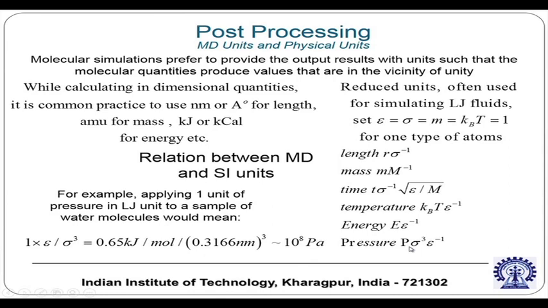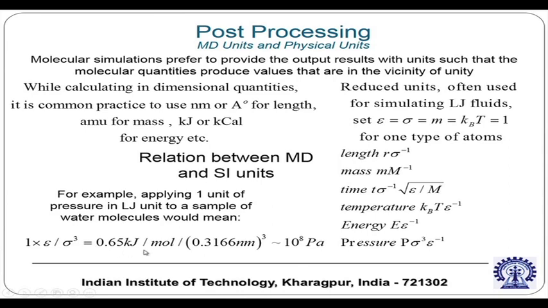So similarly the time, temperature, energy. I will give you one example of pressure, like the pressure is P into sigma cube epsilon to the power minus 1. So 1 unit of pressure has to be multiplied with epsilon by sigma cube to convert to the corresponding physical unit of pressure. So applying 1 unit of pressure in a Lennard-Jones unit in a sample of water molecules will mean that the actual physical pressure is 1 into epsilon by sigma cube.